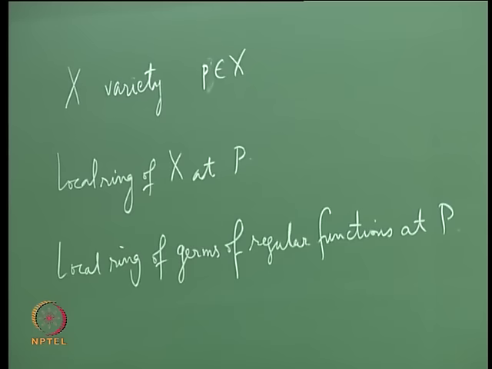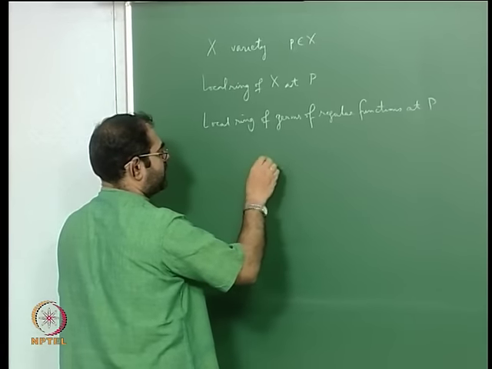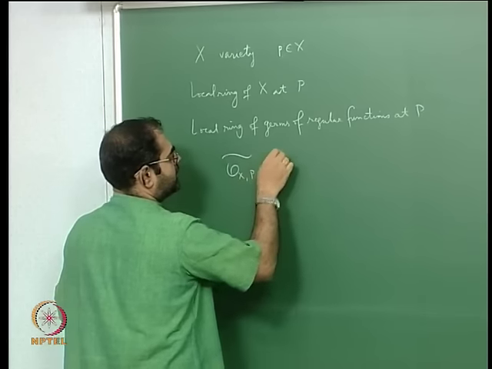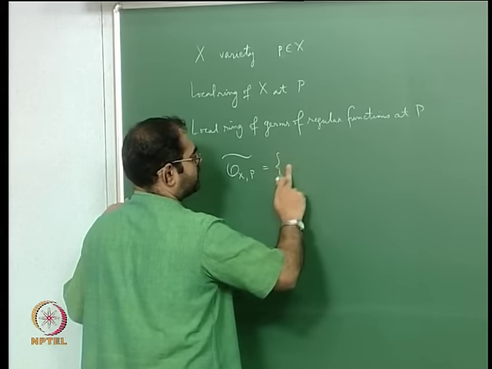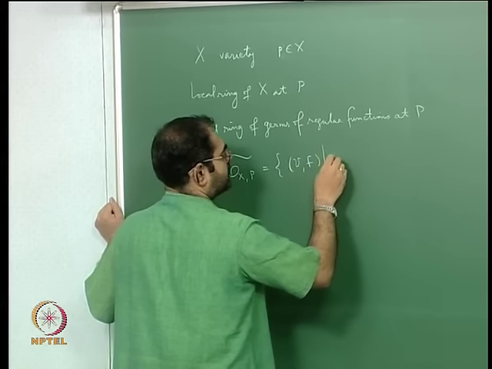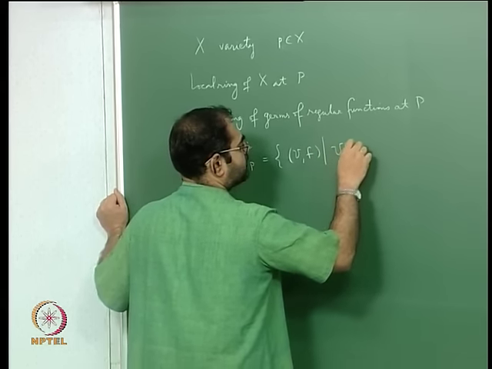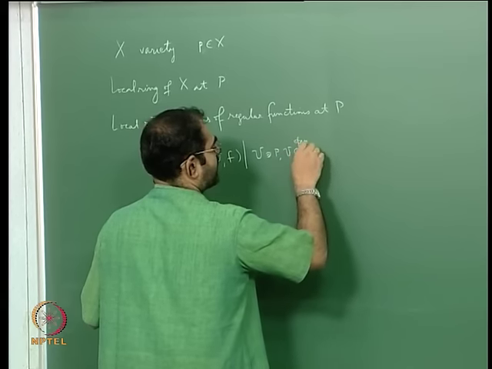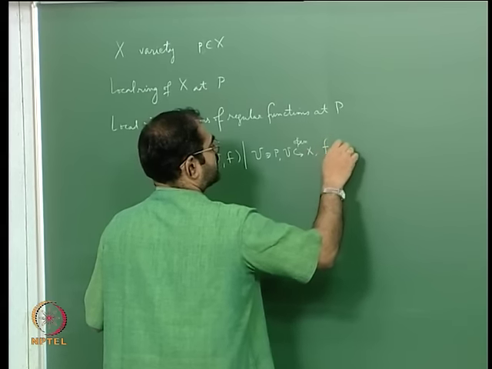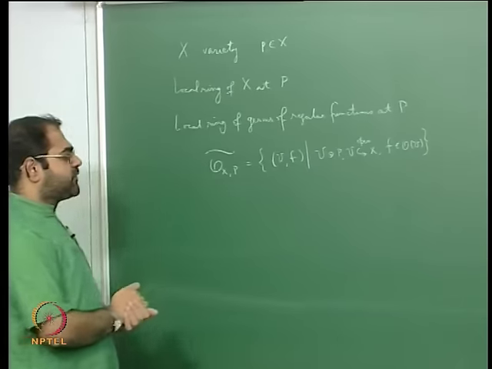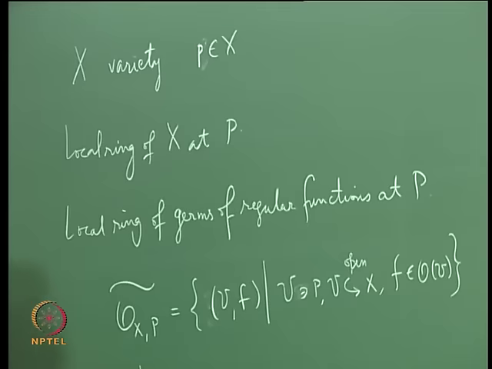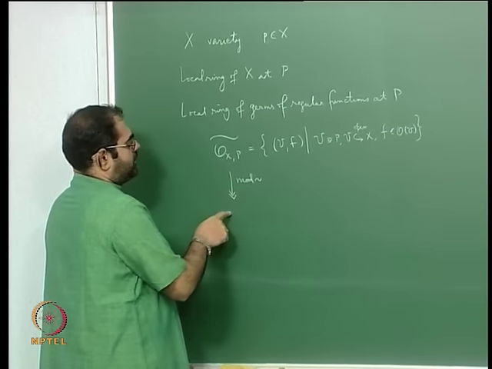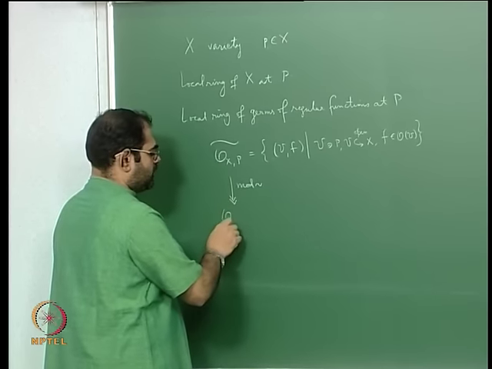And how was this defined? This was defined in the following way. We took Õ_{X,P} to be the set of all pairs of the form (U, f), such that U contains P, U is an open subset of X, and f is a regular function on U. So you take the set of all such pairs, and then you go modulo an equivalence relation to get a surjection from this into the local ring.